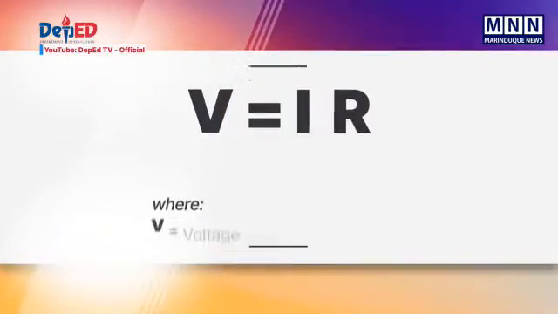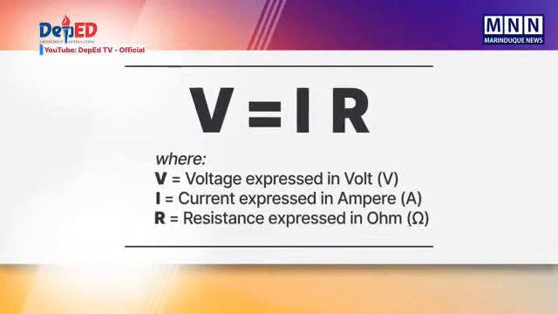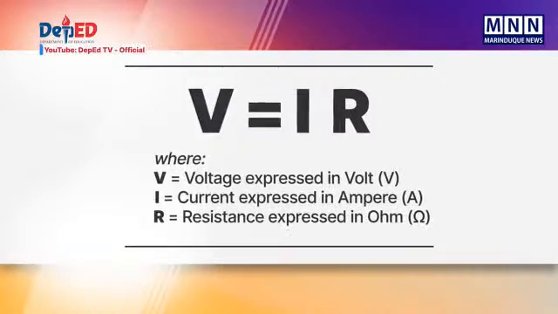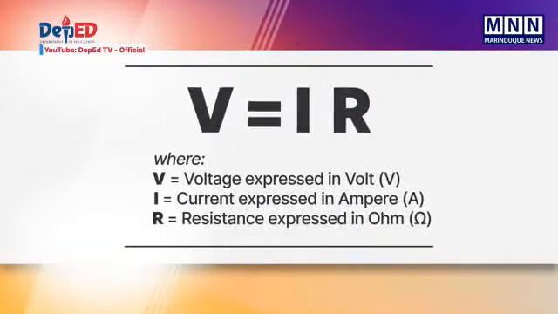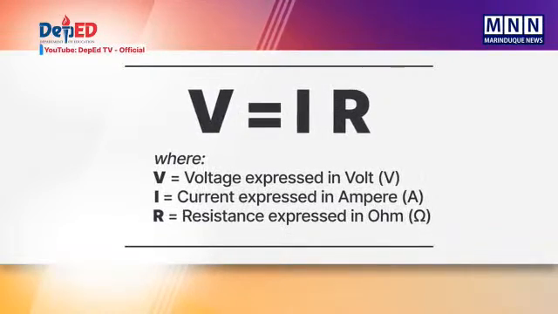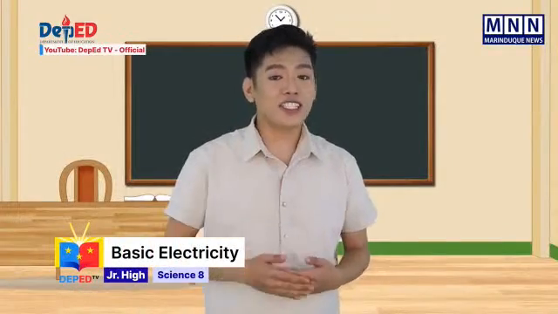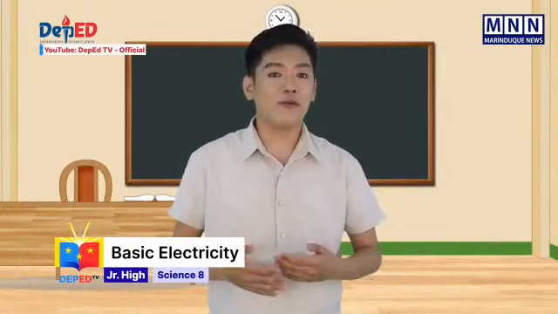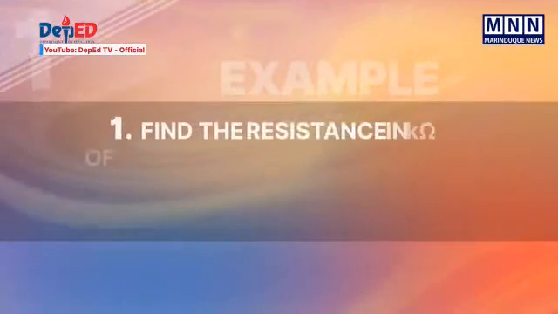V equals I multiplied by R, where V stands for voltage expressed in volt, I stands for current expressed in ampere, and R stands for resistance expressed in ohm. Now let us try some problem-solving activities involving Ohm's law. Example number 1.